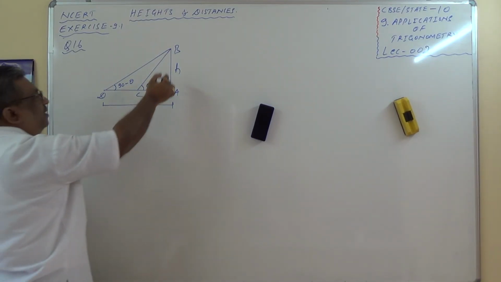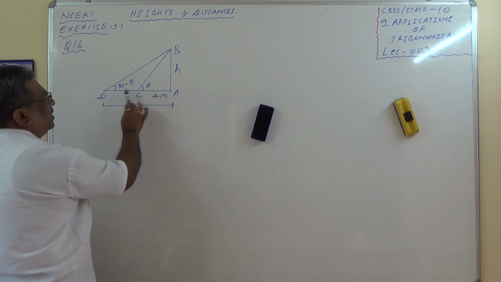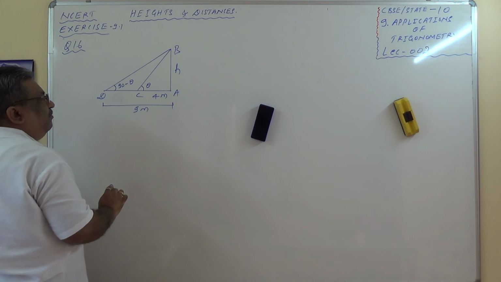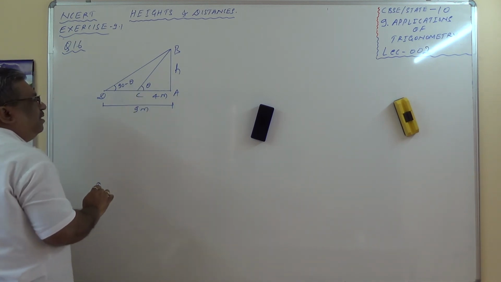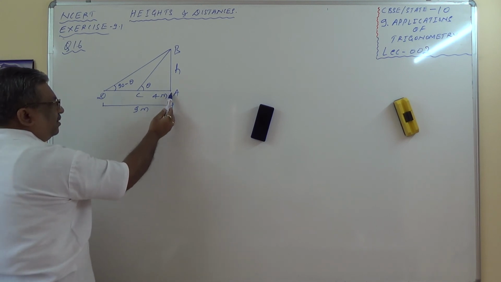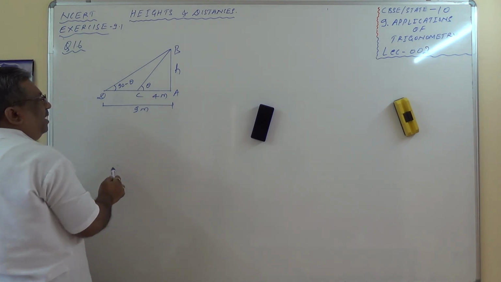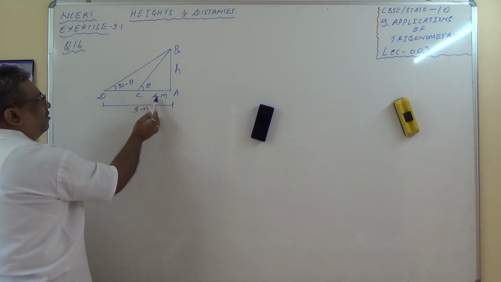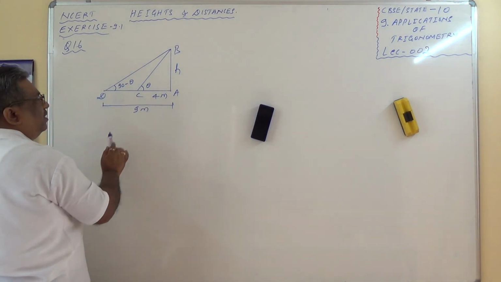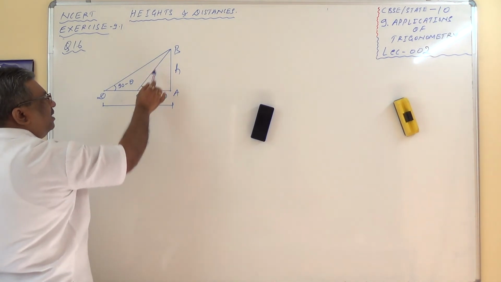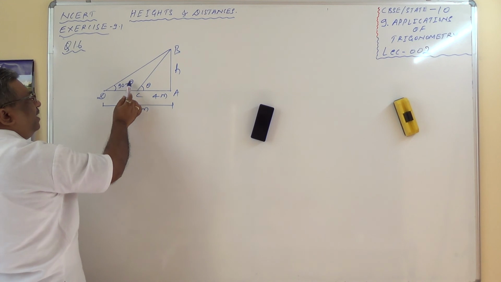This is the diagram here. AB is the tower of height h. The angles of elevation are complementary when viewed from 4 meter from the foot of the tower and when viewed from 9 meter from the foot of the tower. Means C is at a distance of 4 meter from A, D is 9 meter from A. So when viewed from C, let the angle be theta. When viewed from D, it will be complementary, 90 minus theta.